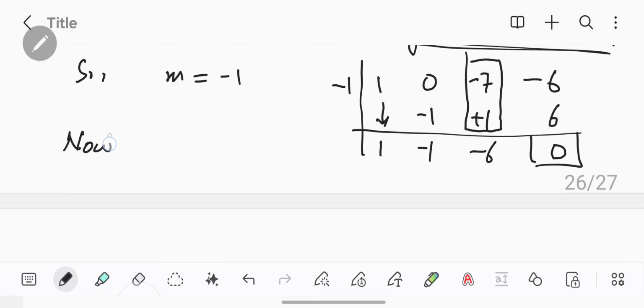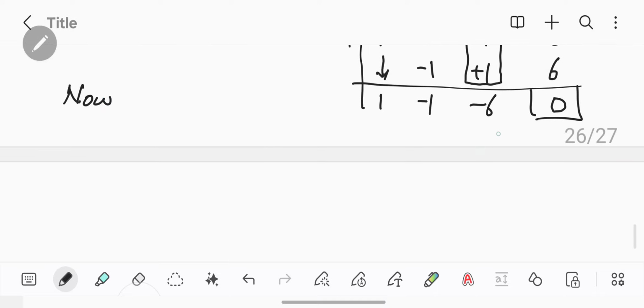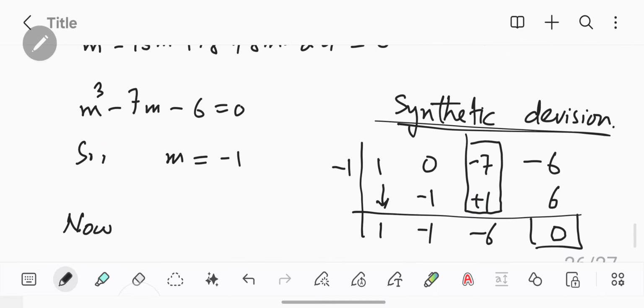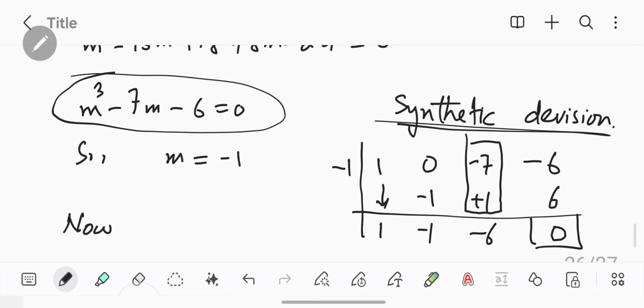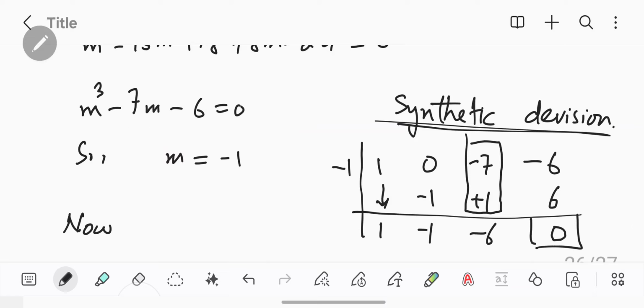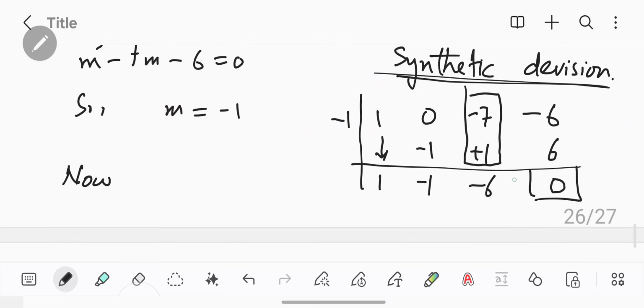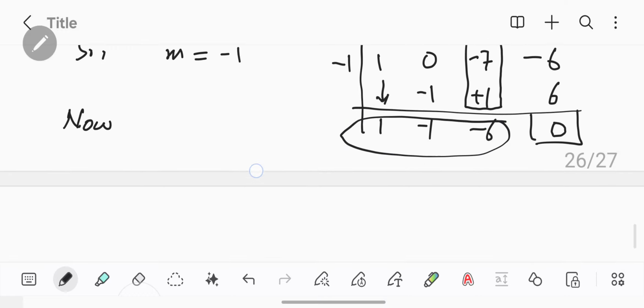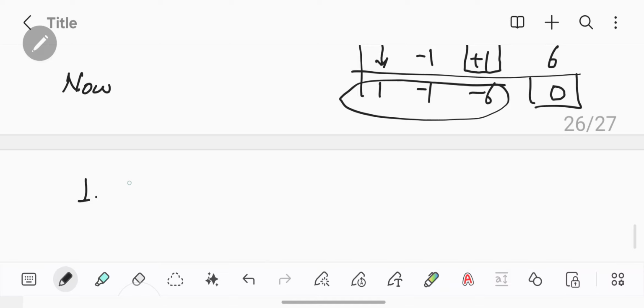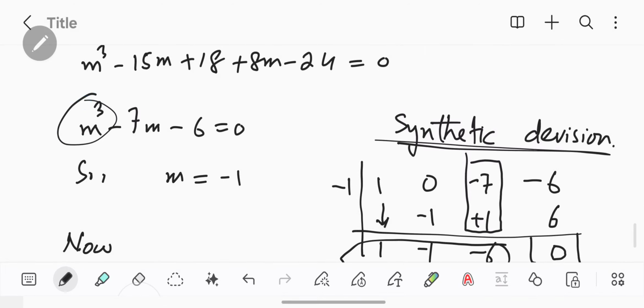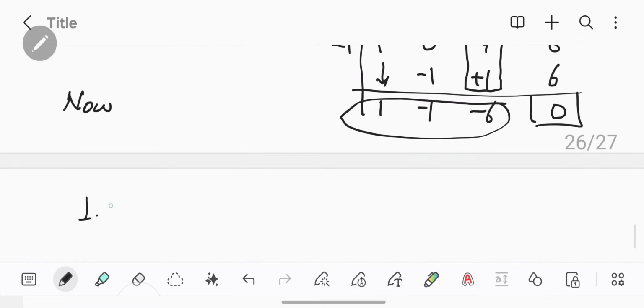Now, last time your equation was m cube -7m -6. Now after doing the synthetic division, here you have some numbers. What you will do, you will write the first number and 1 power less from here. Since here you have m cube, here you will write m square.